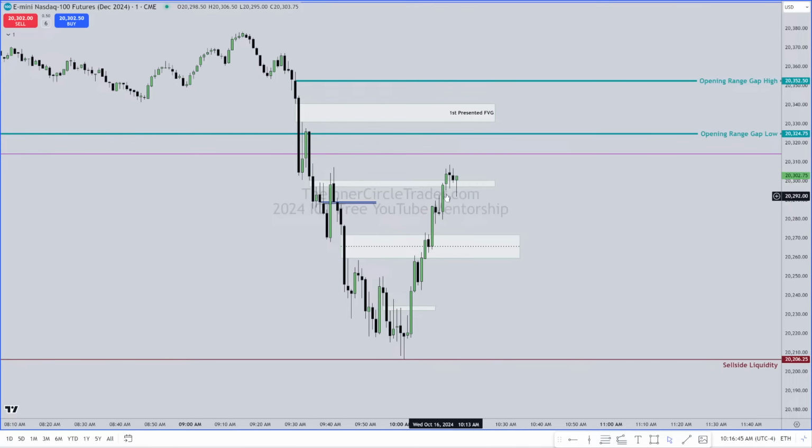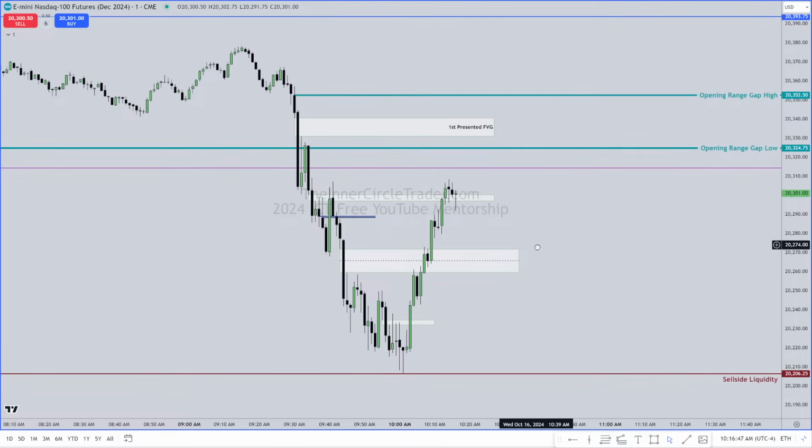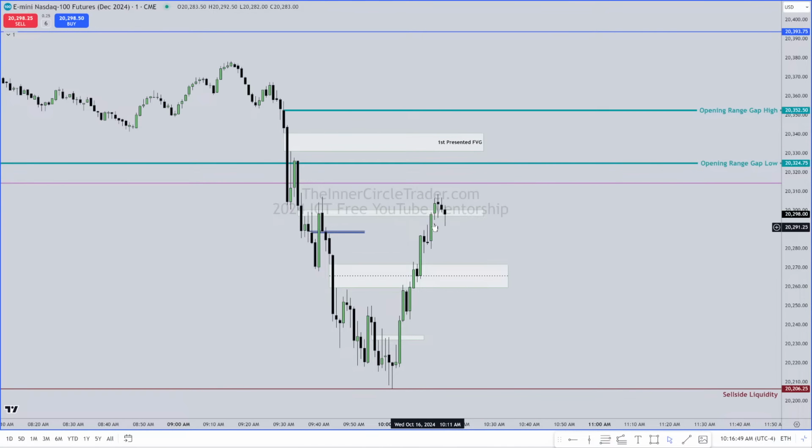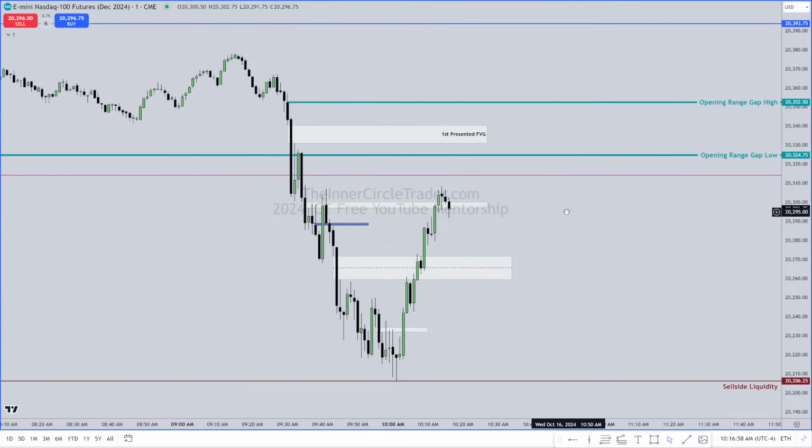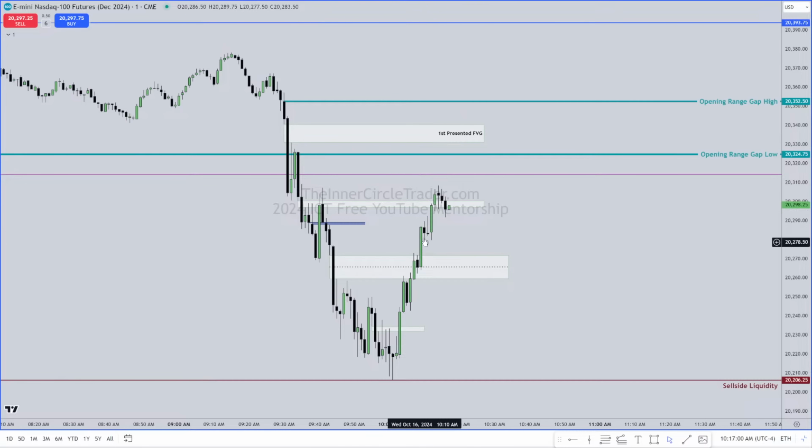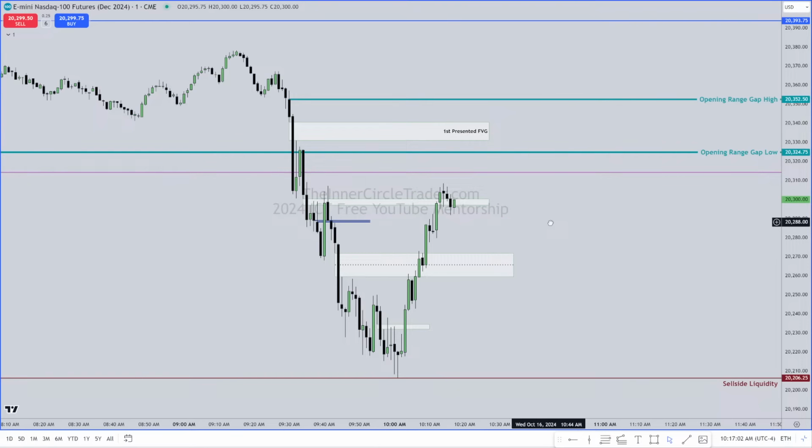I'm watching this little gap right here. I know it's hard to see because I've got my watermark on it. That little gap right there. I don't want to paint over top of what I already have here because I'm watching: does it want to just spike into this and then try to continue on? Or does it want to use this order block right here? I'm waiting to see if it can get up into the first presented fair value gap.